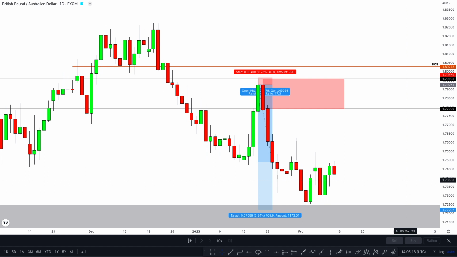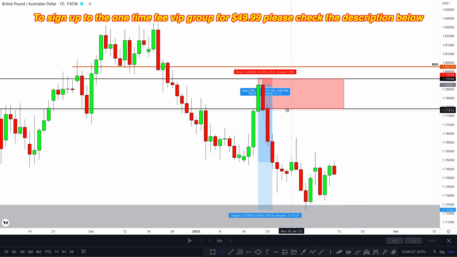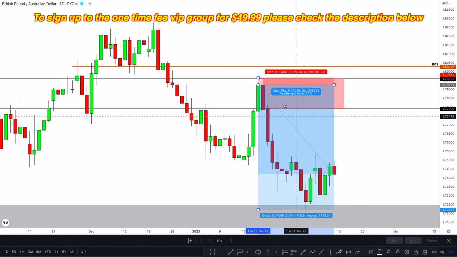Now, when we come over to the charts here on TradingView, this is just to show you what I do in my weekly analysis in my lifetime access VIP group. And this is the Zoom calls I do on Sundays, 6 p.m. London time. And we can see this is GBP AUD.